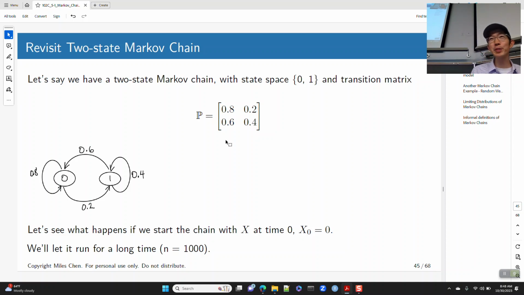We're going to end up in state 0, right? Because when we're in state 0, we remain in state 0 80% of the time. So more than half the time, if we start off at state 0, we end up staying in state 0.